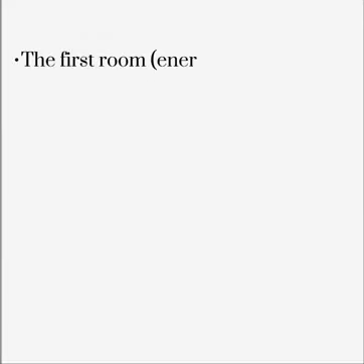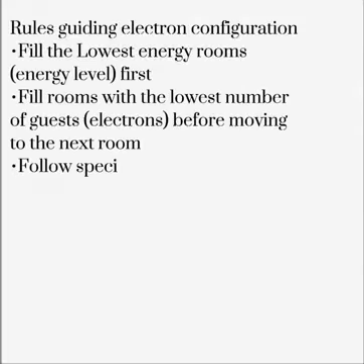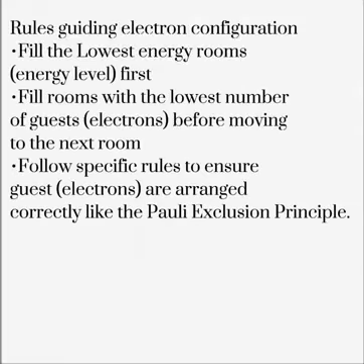Let's describe the energy levels, the rooms. The first room, energy level, is closest to the nucleus, the center of the atom. Each subsequent room is farther away from the nucleus. Rooms can hold different numbers of guests, electrons. Let's find out the rules guiding electron configuration. Fill the lowest energy rooms, energy levels, first. Fill rooms with the lowest number of guests, electrons, before moving to the next room.